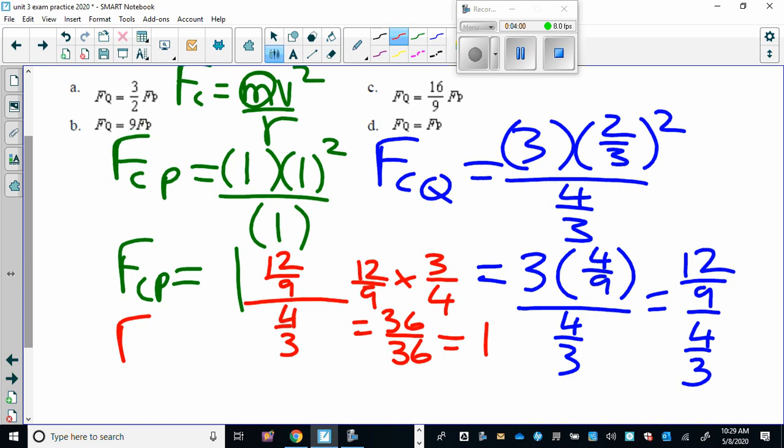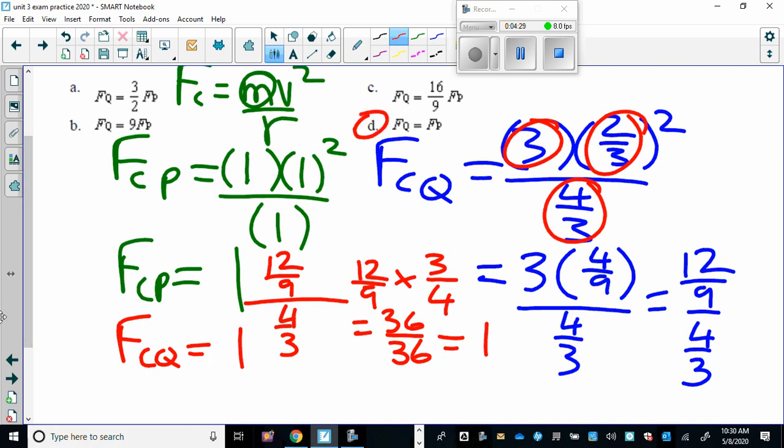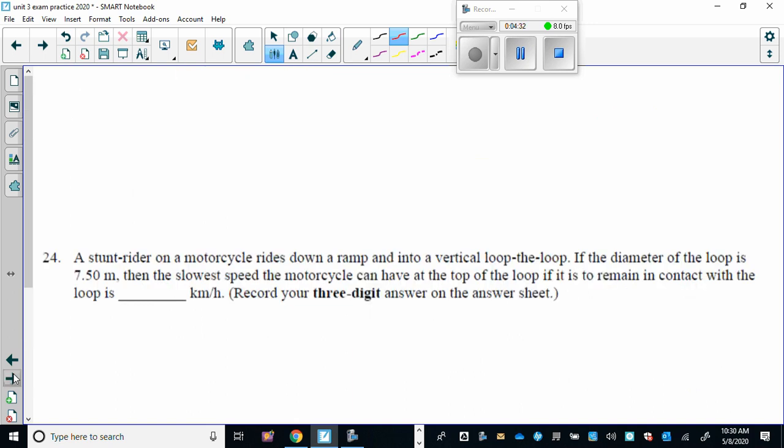The centripetal force of Q is also 1. So in other words, they're the same. They have the same centripetal force because this one has 3 times the mass, but it has 2/3 the velocity. So it has more mass but less velocity, and more radius, but since the velocity is squared, it ends up being 1. So the answer is they're the same. The answer is D. So that's a great ratio question.